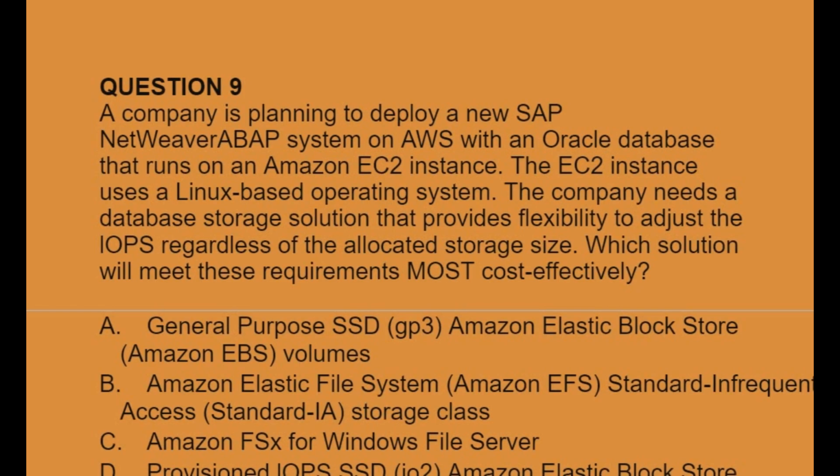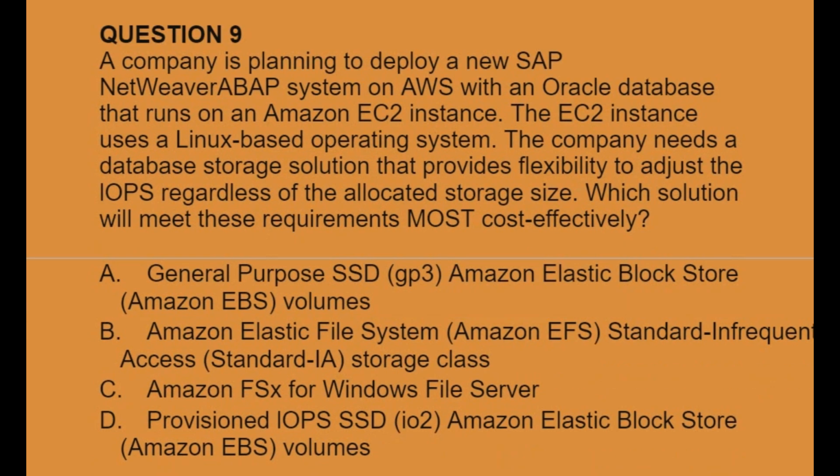Question is, a company is planning to deploy a new SAP NetWeaver ABAP system on AWS with an Oracle database that runs on an Amazon EC2 instance. The company needs a database storage solution that provides flexibility to adjust the IOPS regardless of the allocated storage size. Which solution will meet these requirements most cost effectively?